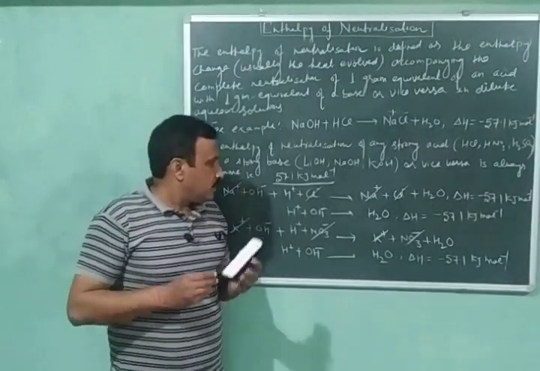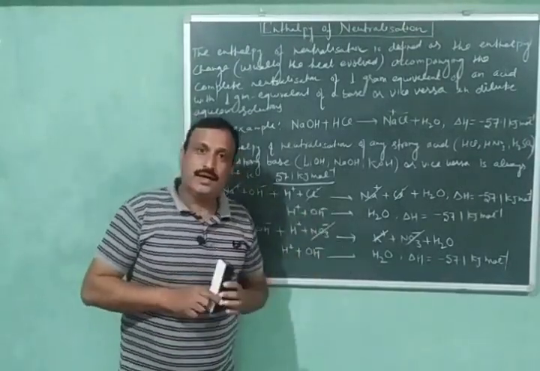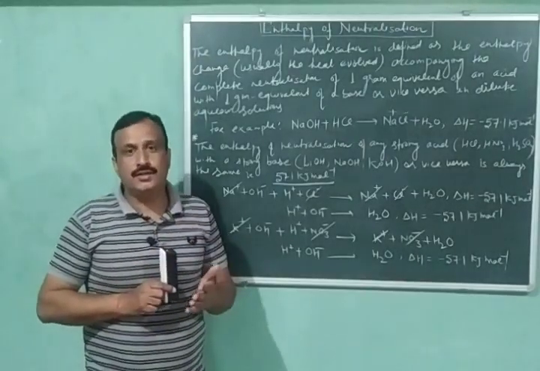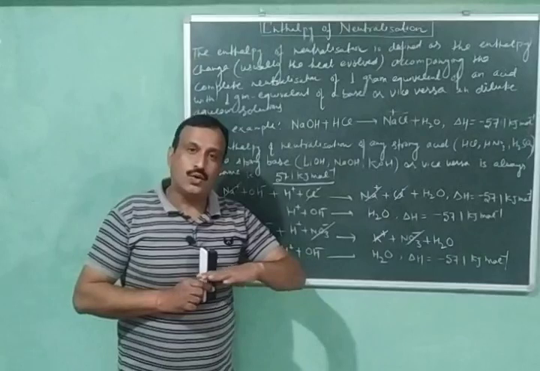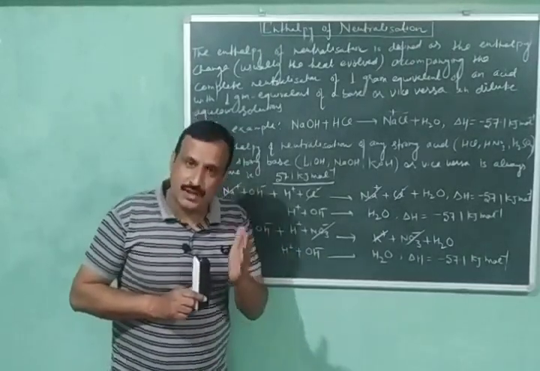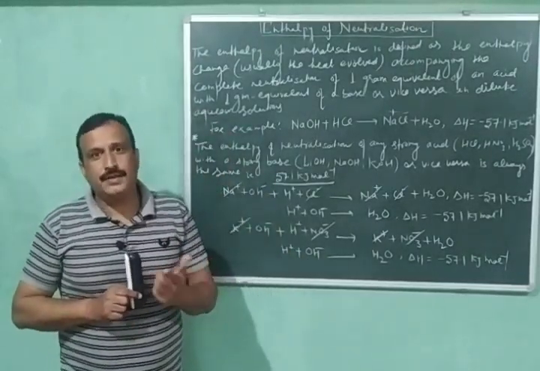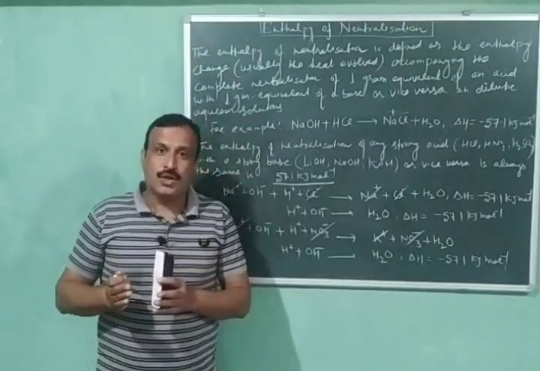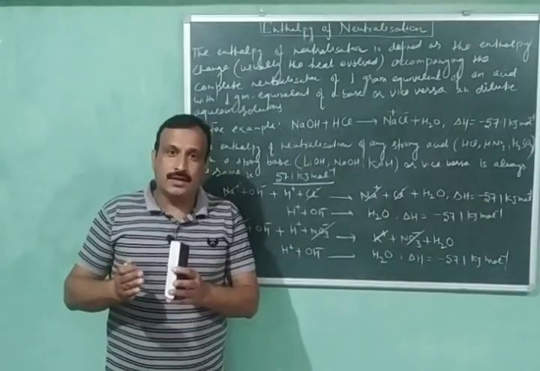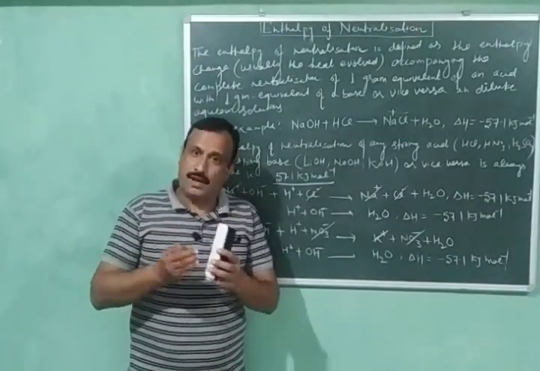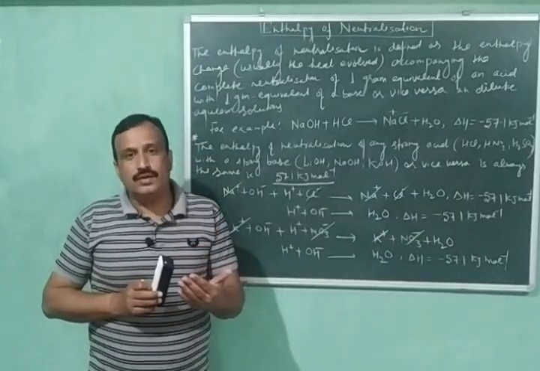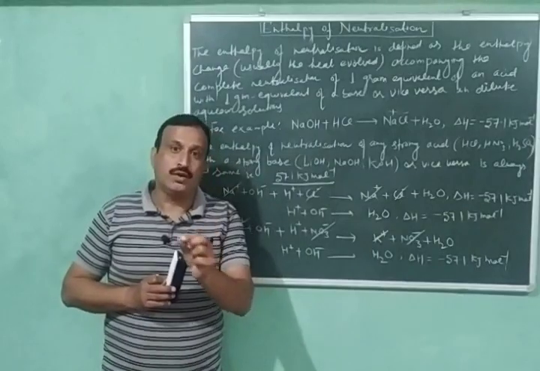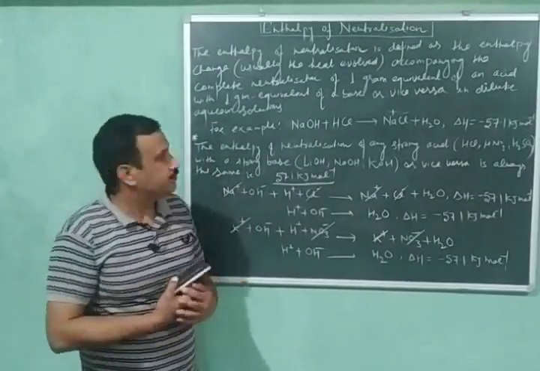Understood? So this is how we can explain why strong acid and strong bases have the same enthalpy of neutralization, because in both cases the overall neutralization reaction is the same. But if we have a weak acid and a strong base, or a weak base and strong acid, or both acid and base are weak, then the heat evolved during the neutralization process will be less than 57.1 kilojoule per mole. Let us explain it.